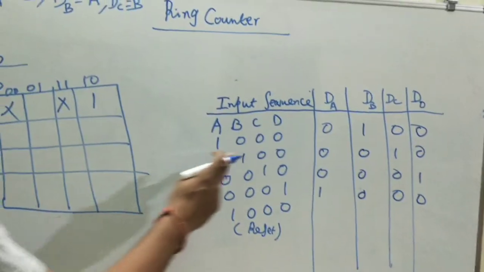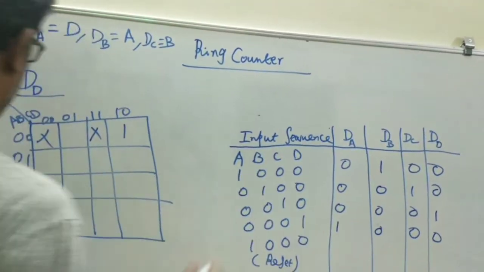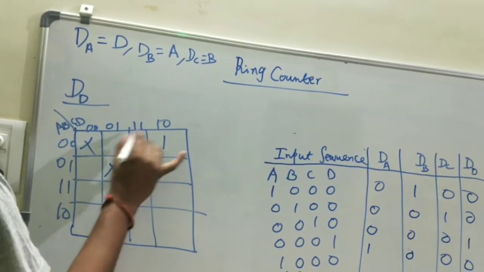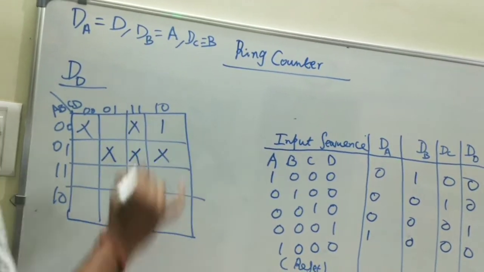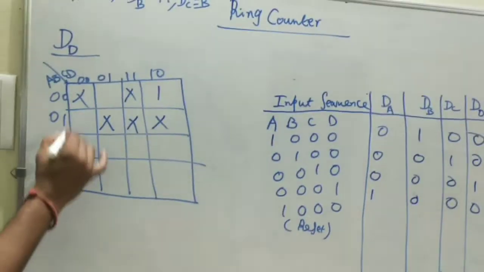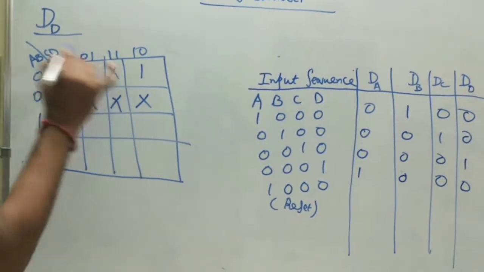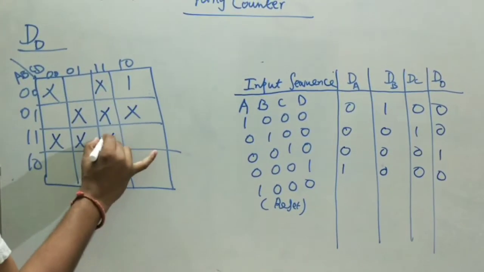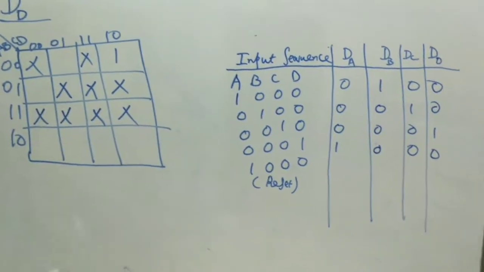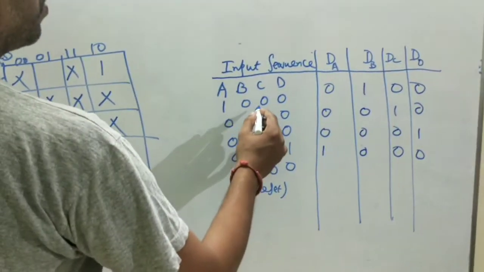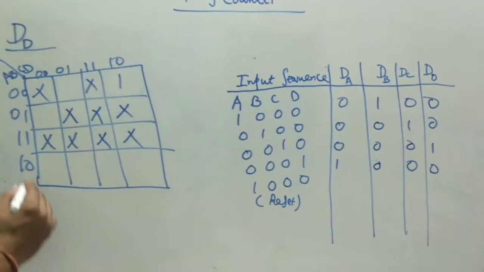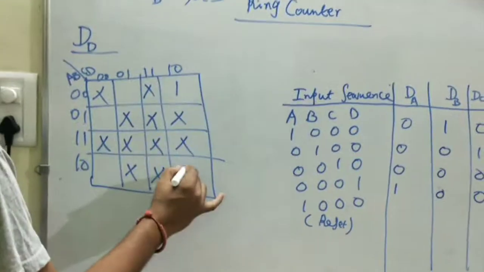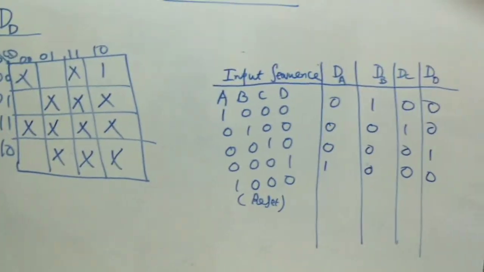0, 1, 0, 0 is 0. We won't plot it. 0, 1, 0, 1 is don't care. 0, 1, 1, 1 is don't care. 0, 1, 1, 0 is don't care. 1, 1, 0, 0 is don't care. 1, 1, 0, 1 is don't care. 1, 1, 1, 1 is don't care. 1, 1, 1, 0 is don't care. 1, 0, 0, 0 is also 0. We won't plot it. 1, 0, 0, 1 is don't care. 1, 0, 1, 1 don't care. 1, 0, 1, 0 is don't care.